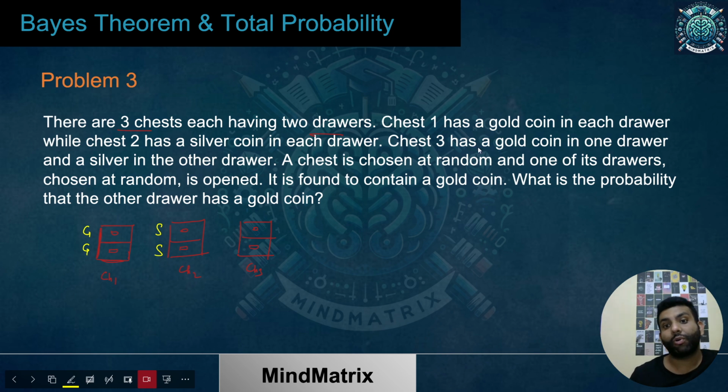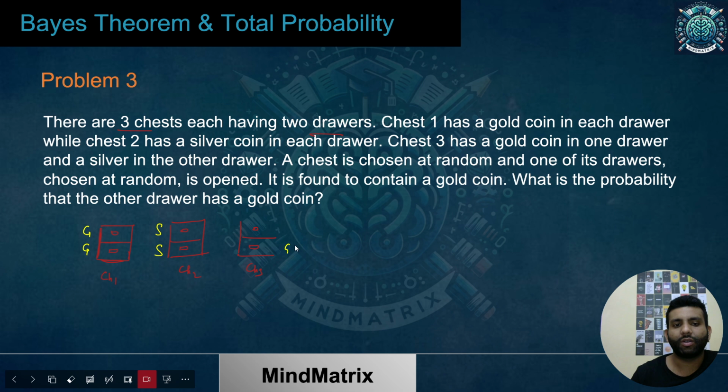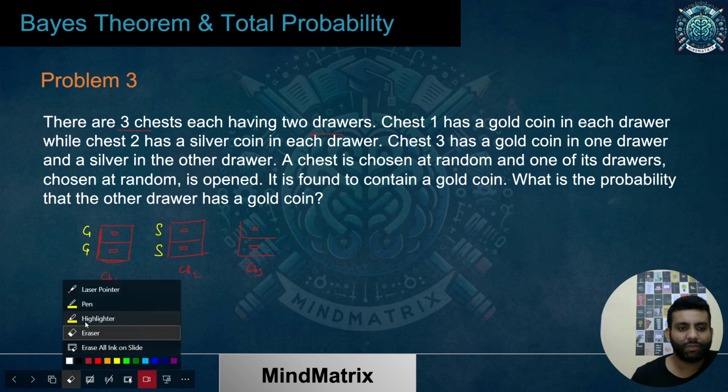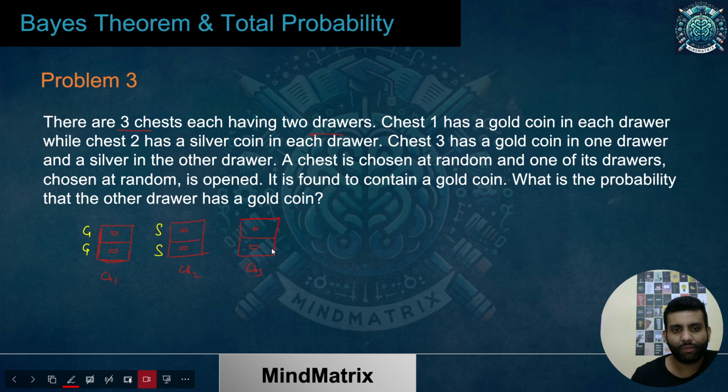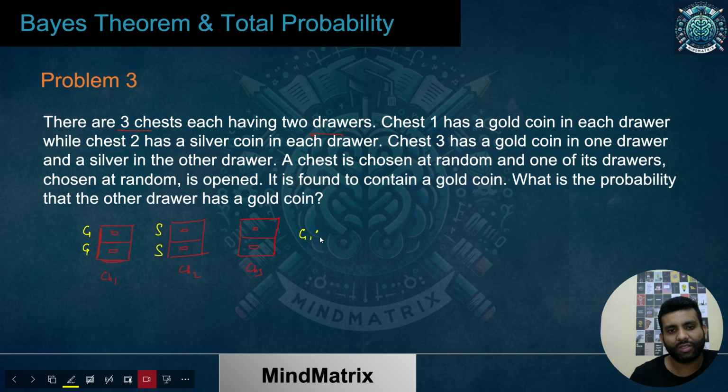Chest 3 has a gold coin in one drawer and a silver coin in the other drawer. Now we don't know which drawer we are talking about, so I cannot write S, G or G, S, because I don't know which drawer is containing what. I just know one is having silver, one is having gold. So I'll just write it this way: gold and silver is present in these drawers, one containing gold, the other containing silver. That I know. So now what is the problem?